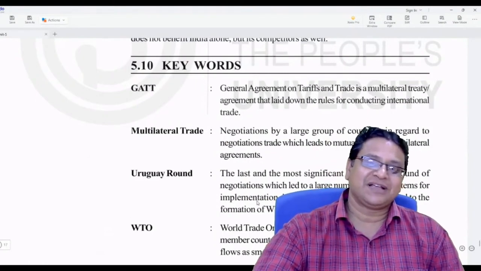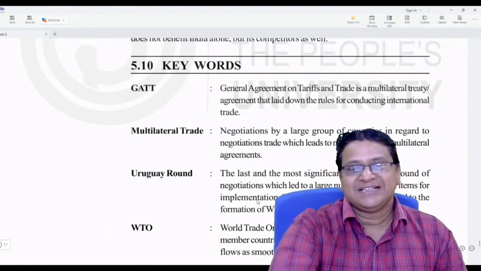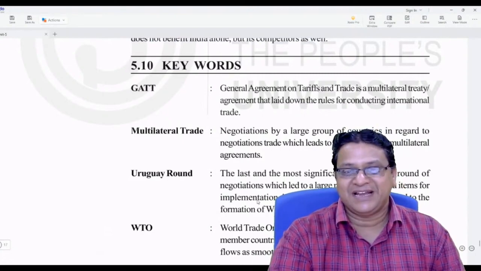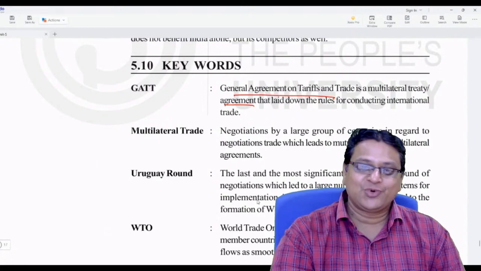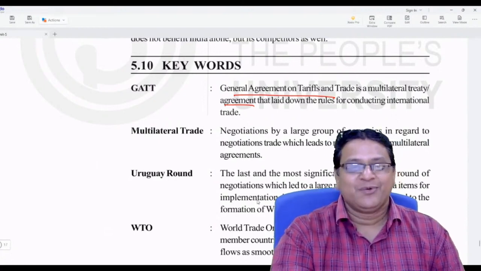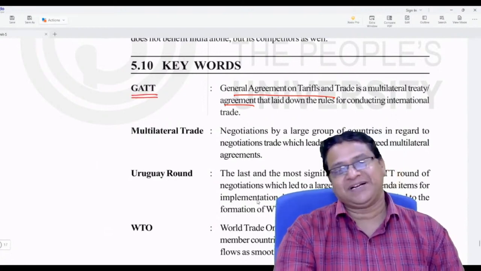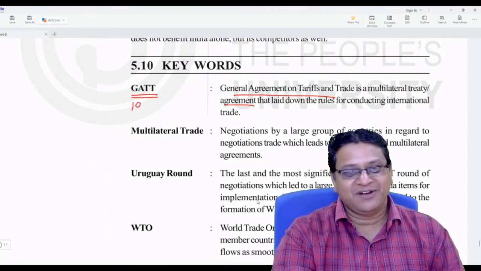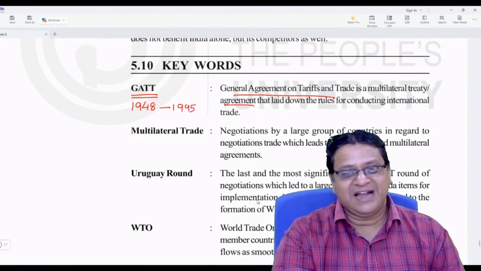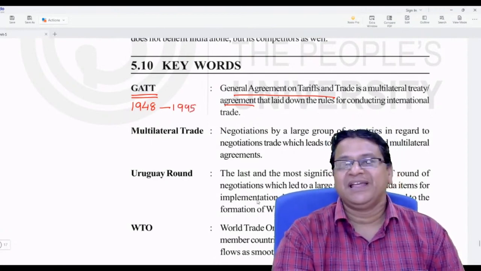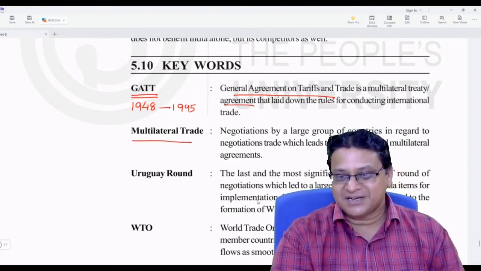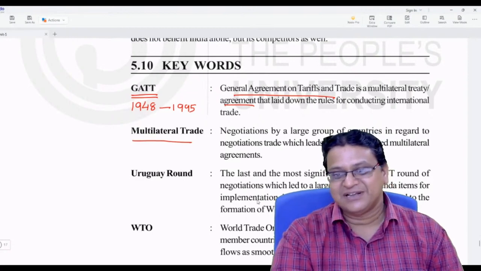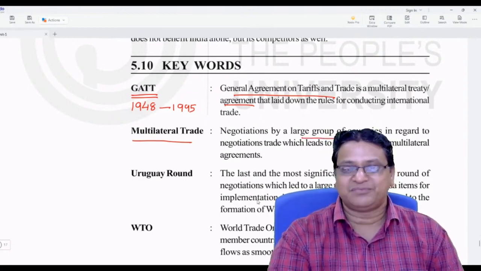First, we have discussed a concept called GATT. What is GATT? General Agreement on Tariff and Trade. It is an agreement. Prior to WTO, international trade was made as per the GATT agreement, from 1947, 48 to 1995. GATT was the internationally accepted agreement for international trade. Then multilateral trade. Multilateral trade means trade between different countries, where a large group of countries are involved.